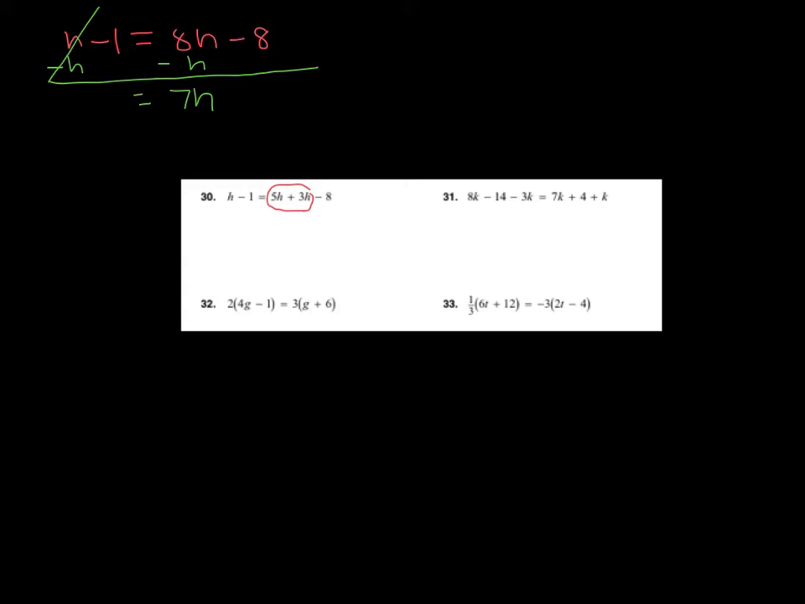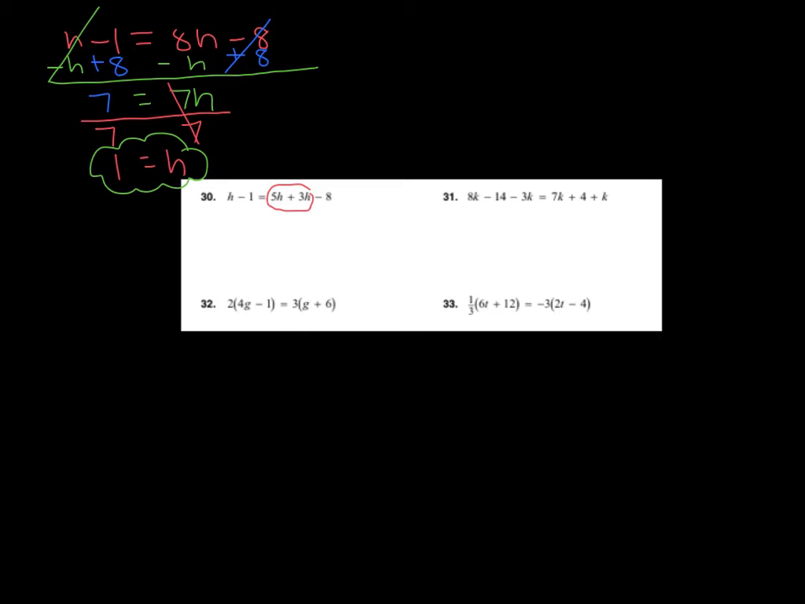Now notice, since I have my h's on the right, I know that I need to get rid of that negative 8. So the opposite of negative 8 is positive 8, and I'm going to add 8 over here. Negative 1 plus 8 is 7. Then the opposite of multiplying by 7 is dividing by 7. So I find out that h has to be equal to 1, which is my answer.